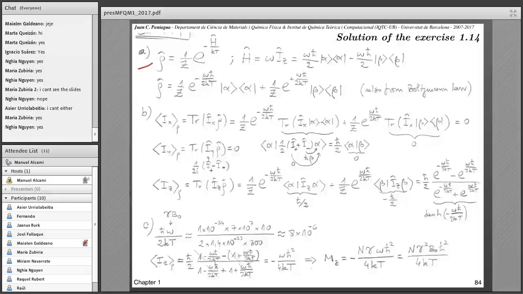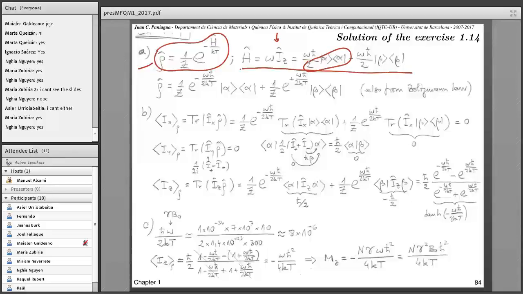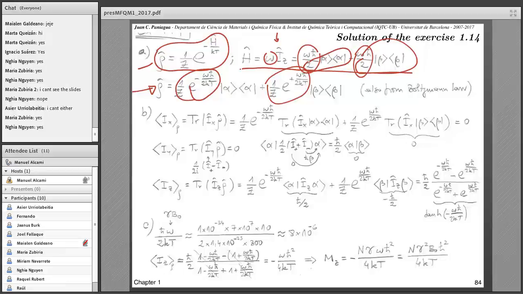Okay, so I was saying that in order to calculate the density operator, since it's a function of the Hamiltonian, we can use the spectral decomposition of the Hamiltonian, which is this one, because I have taken the spectral decomposition of Iz and multiplied by omega. And so any function of H should have the same spectral decomposition, except for putting here these functions of the eigenvalues of the Hamiltonian, as we have seen in several cases.